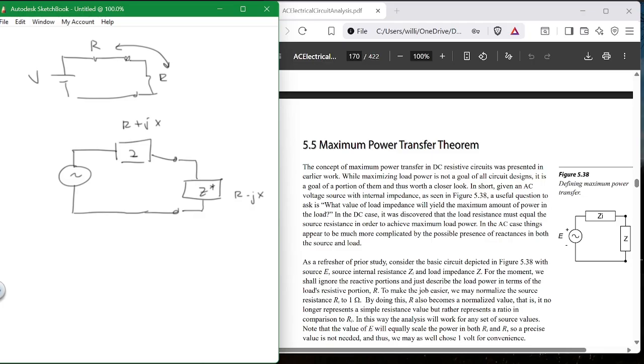So to get the maximum bang for your buck, you've got to match the R and you've got to complement the J. You got to do the opposite.